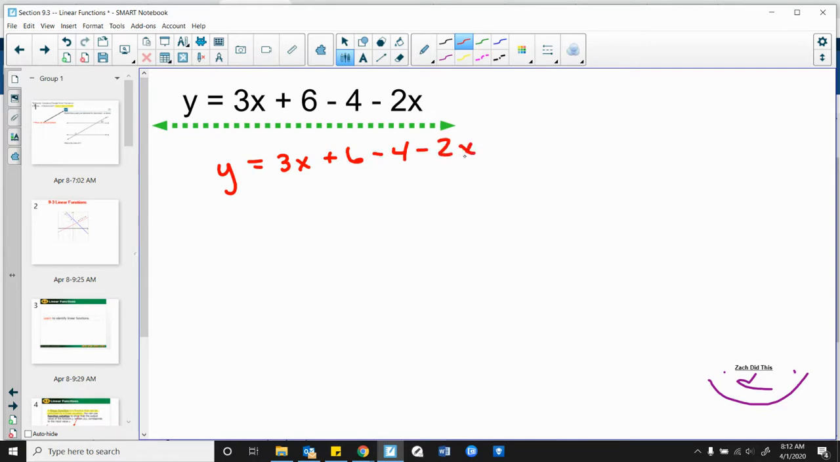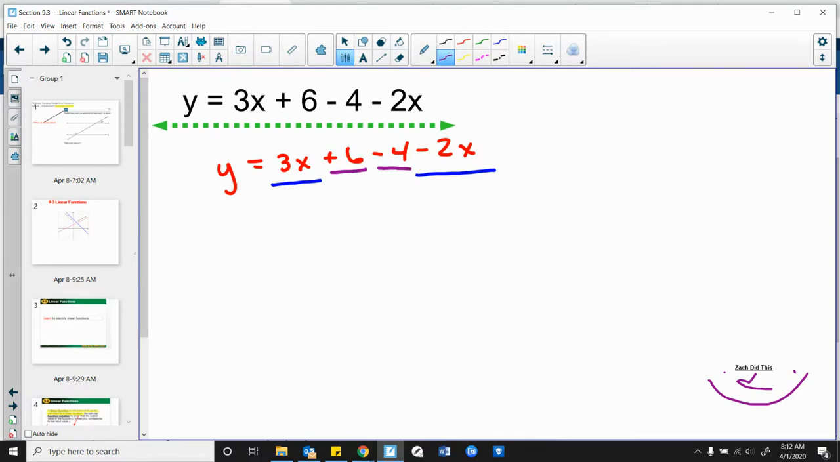And the first thing we should do is identify our like terms. There's no exponents, so that's a good sign. Okay, if we identify our like terms here, 3x is a like term and negative 2x is a like term. Also, positive 6 and negative 4 are like terms.